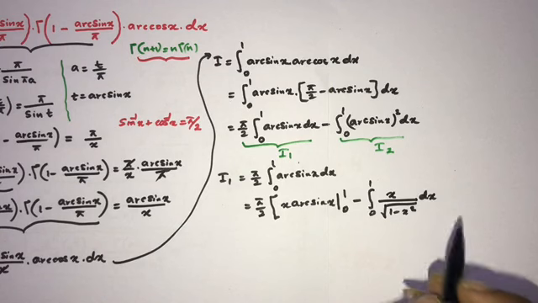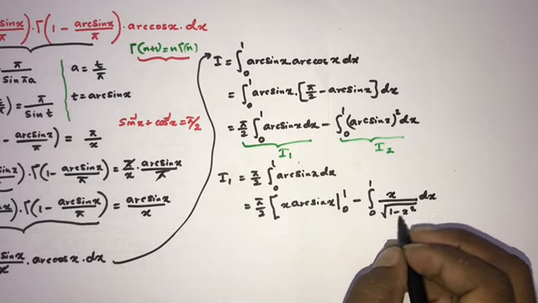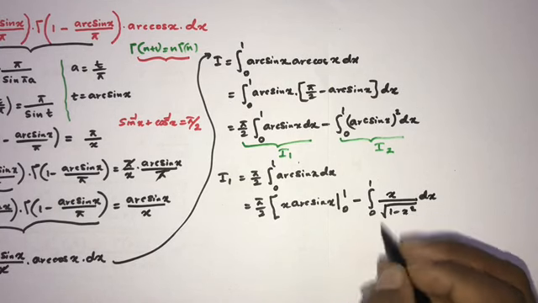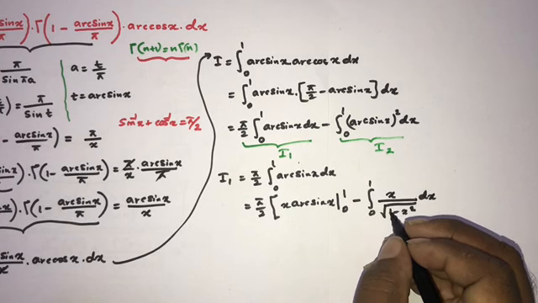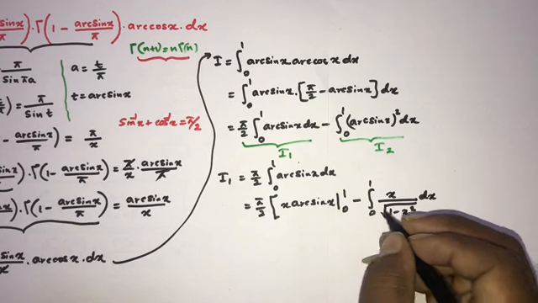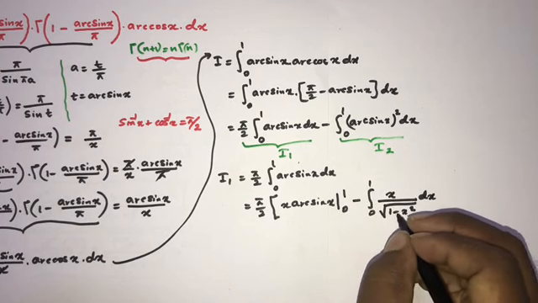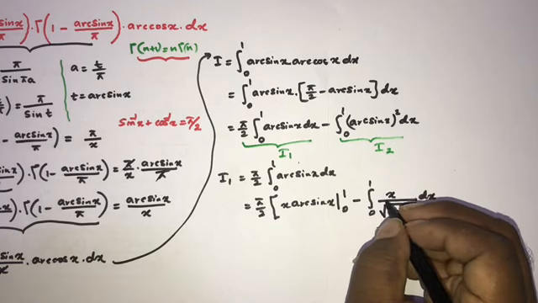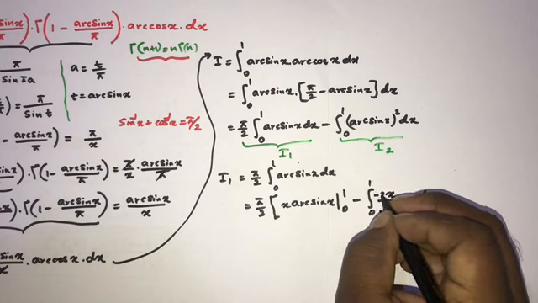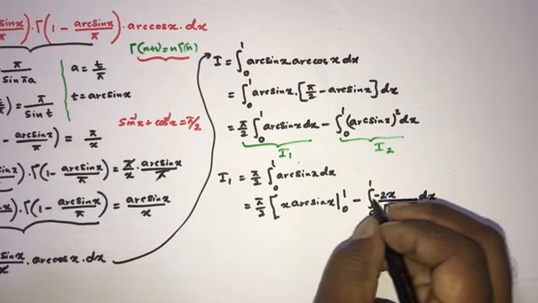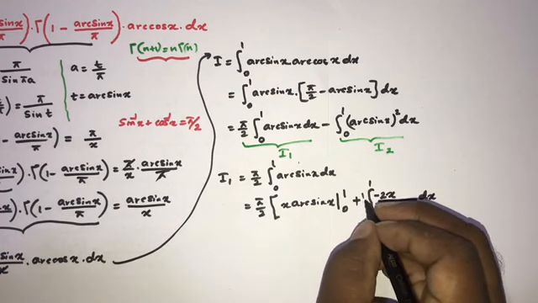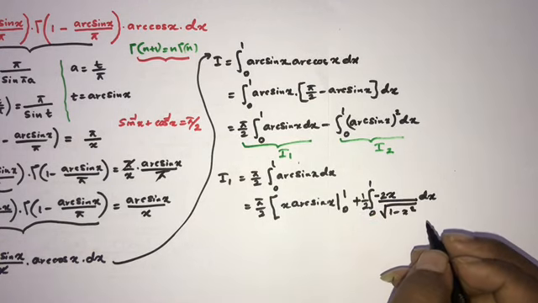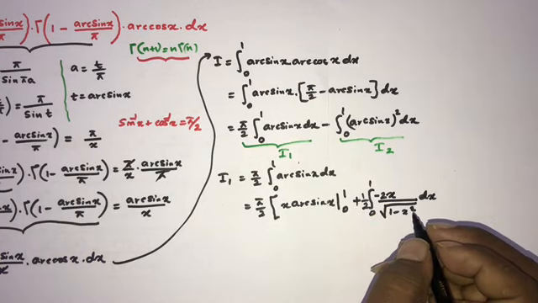Now we know the inner function is in the denominator. The inner function is 1 minus x square without the square root sign, and the derivative of the inner function we know is minus 2 times x. So I am going to create minus 2 times x in the numerator, so here plus, and here 1 over 2.